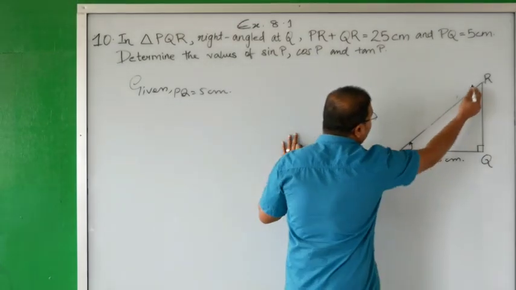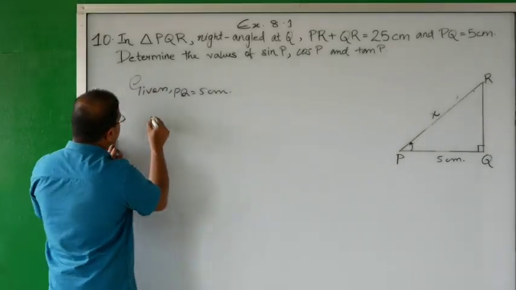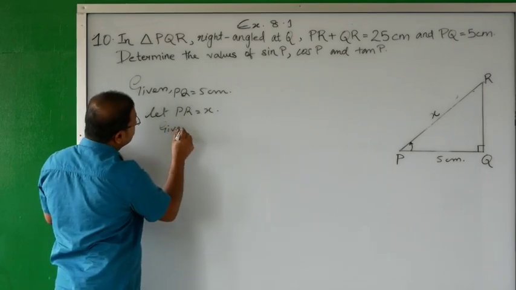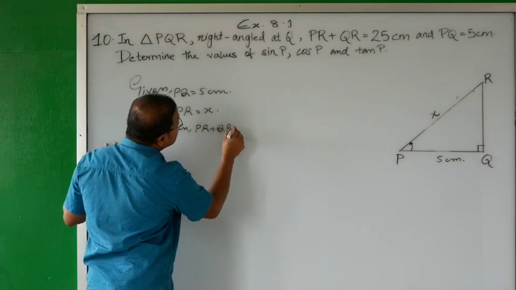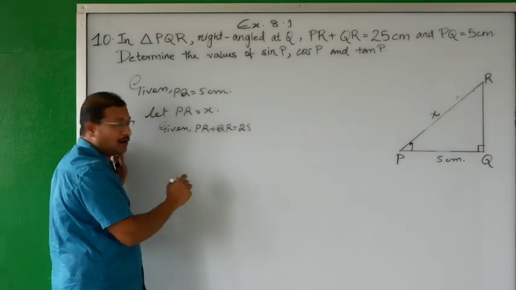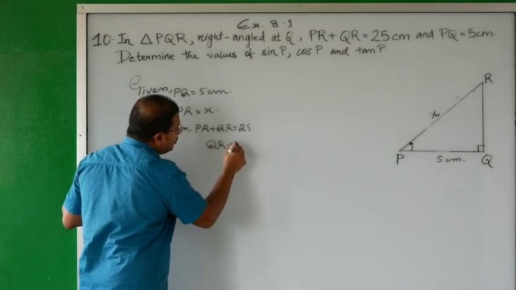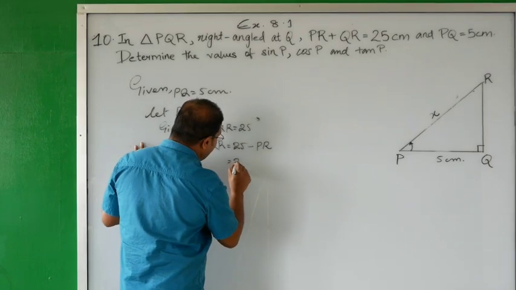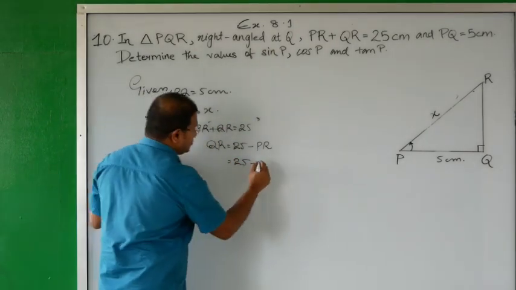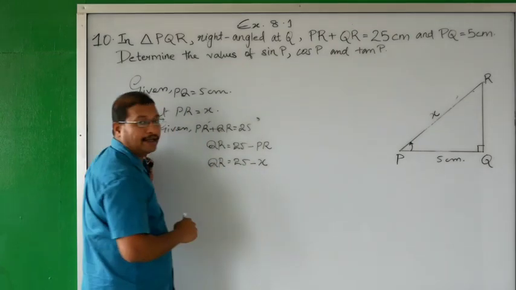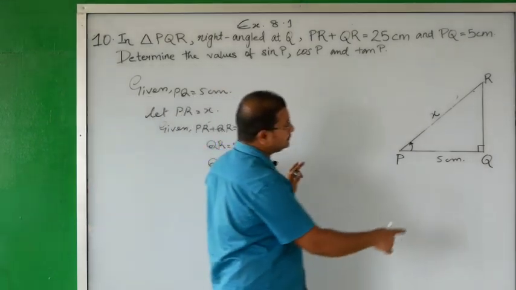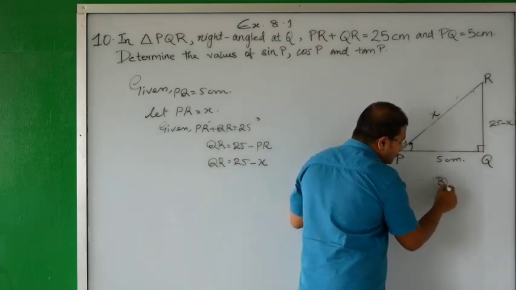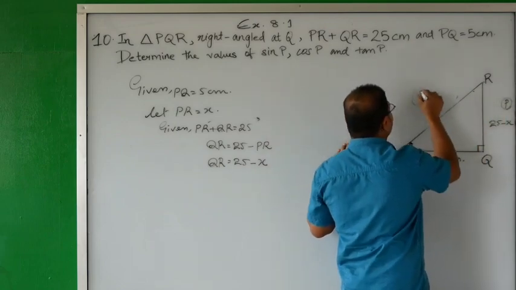Suppose PR equals X. Let PR equals X. Given PR plus QR equals 25. If you want to find QR, QR equals 25 minus PR. PR will go to the other side, that means QR equals 25 minus X. So QR we got it. According to this diagram, this will be the base, this will be perpendicular, and this is always hypotenuse.